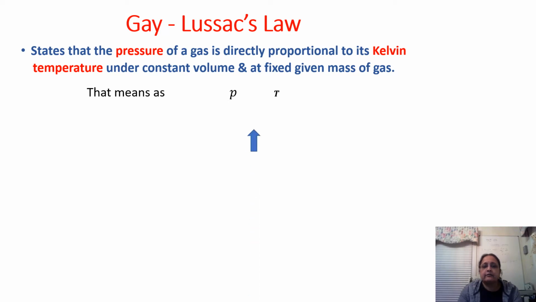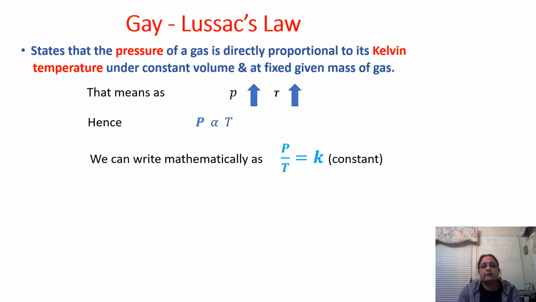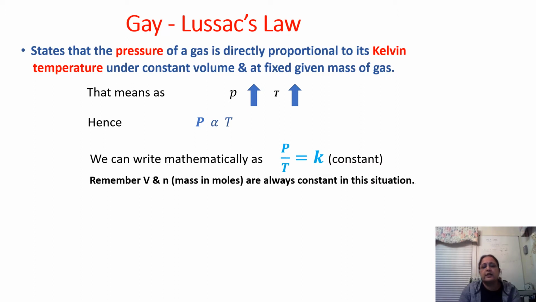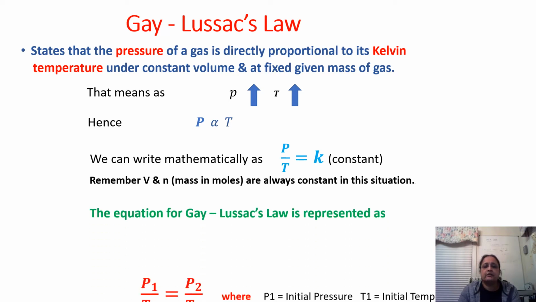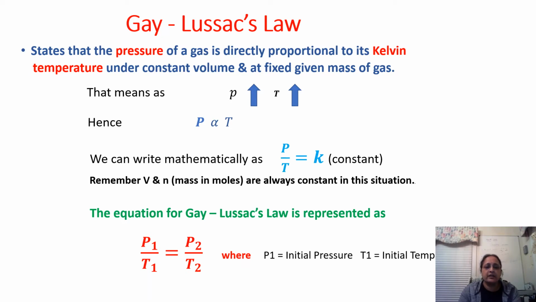That means if the P value increases, then T also increases. So, P is directly proportional to T. If you write that mathematically, then P over T is equal to K, that is constant. But remember, here volume and mass are always maintained constant. The equation for Gay-Lussac's law is represented as P1 by T1 is equal to P2 by T2, where P1 and T1 are initial pressure and temperature, and P2 and T2 are final pressure and temperature.